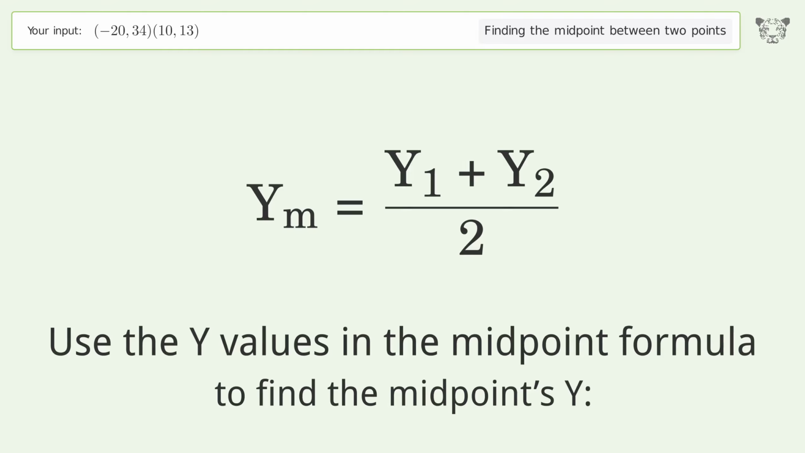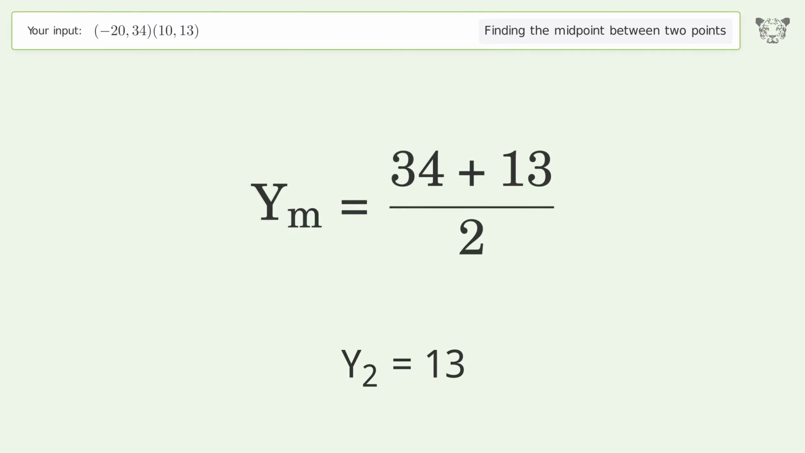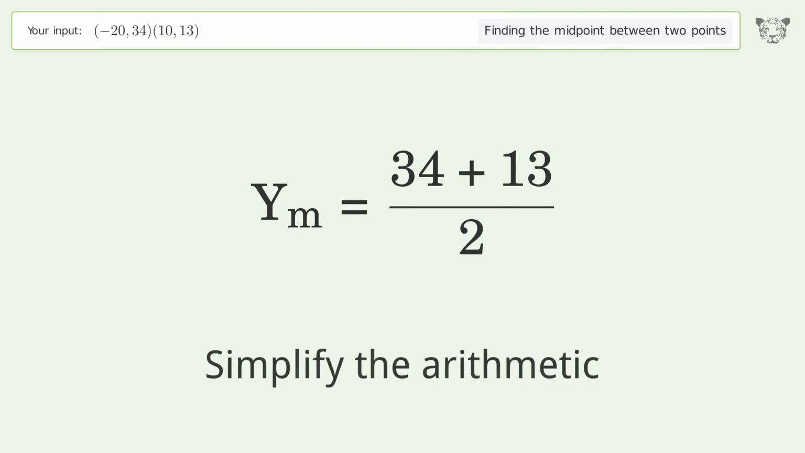Use the y values in the midpoint formula to find the midpoint's y. y1 equals 34. y2 equals 13. Simplify the arithmetic.